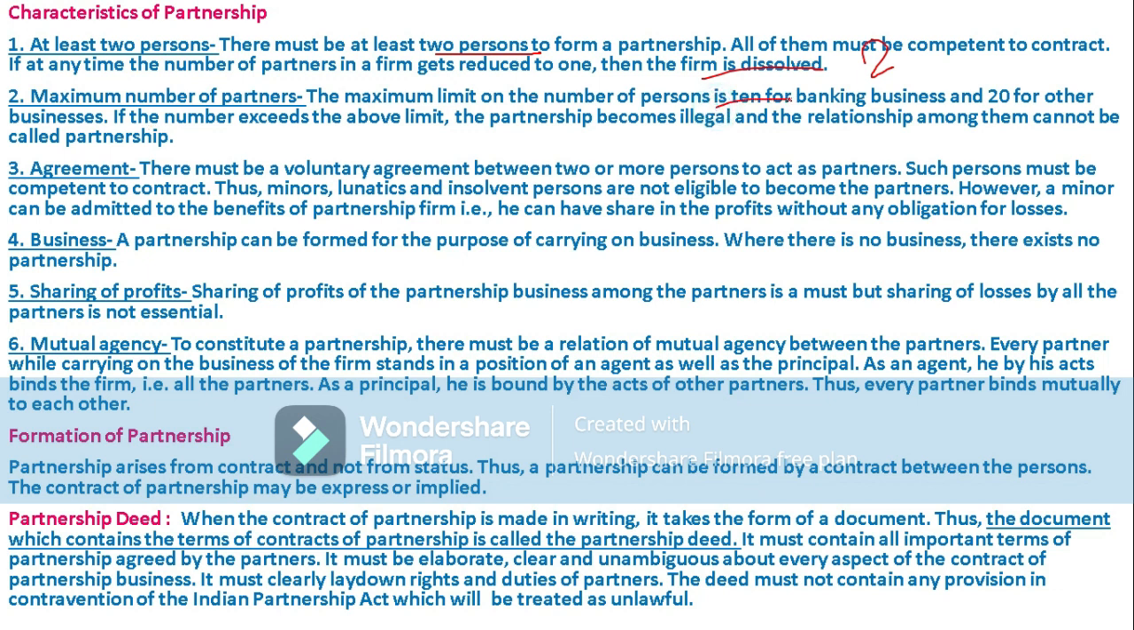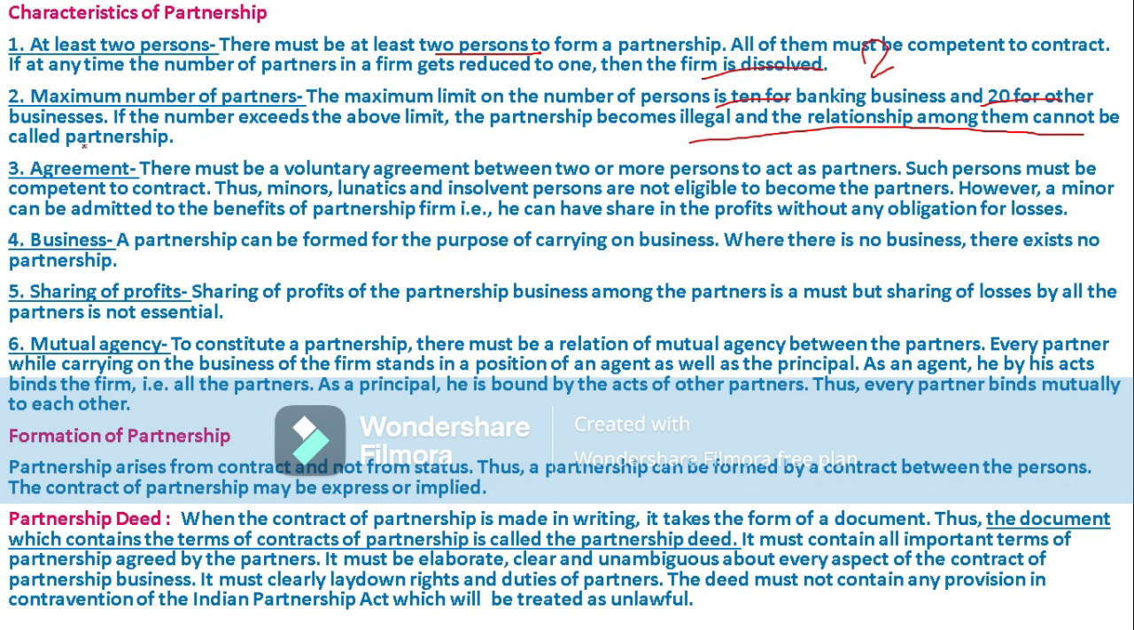Okay, 20 for other businesses. So this is the maximum limit. So for example, if the limit exceeded 20, okay, means 25, 30, or else 50, then what happens? The partnership becomes illegal. Okay, and the relationship among them cannot be called a partnership. So there is a limit, a minimum and a maximum.